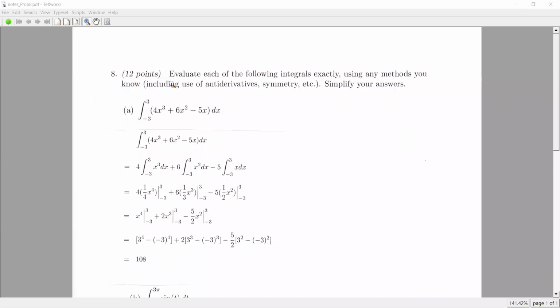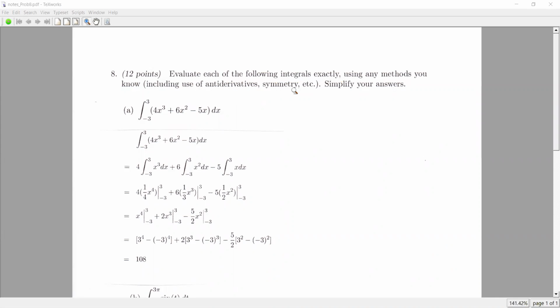Problem 8. Evaluate each of the following integrals exactly, using any methods you know, including use of antiderivatives. Here it means you can use the fundamental theorem of calculus.